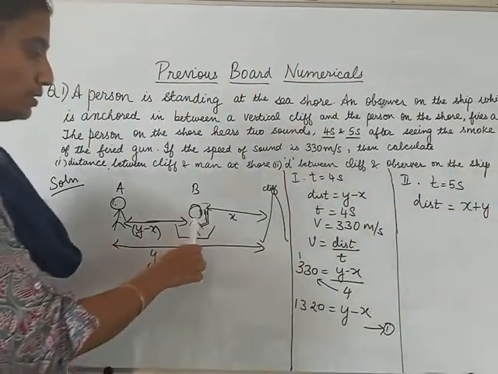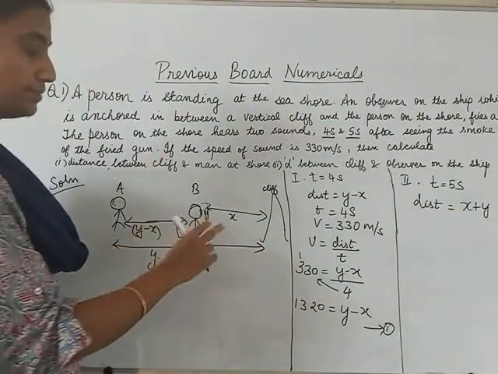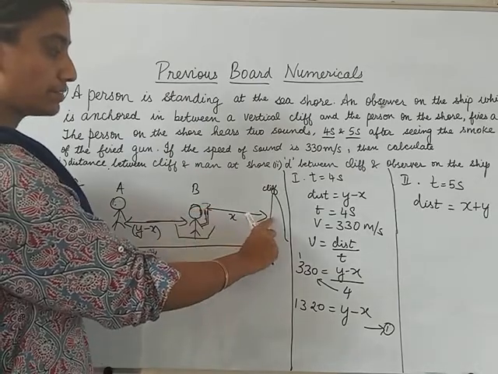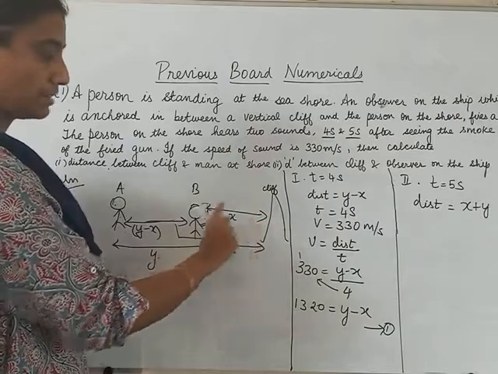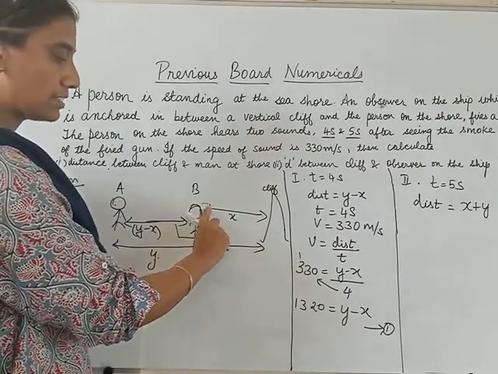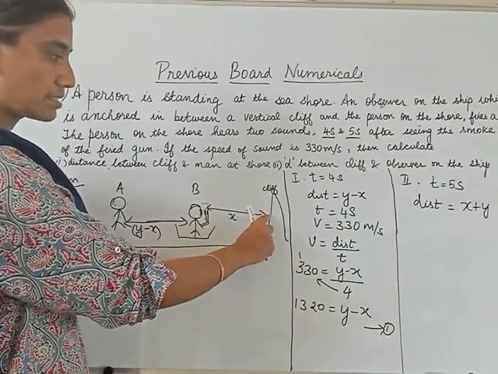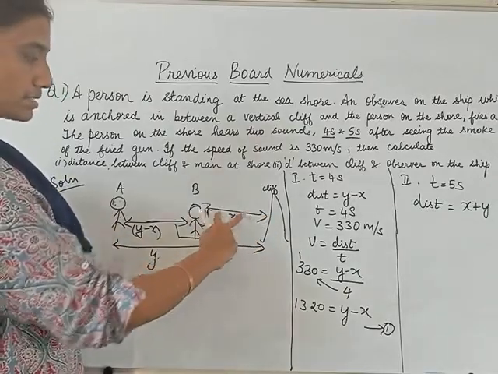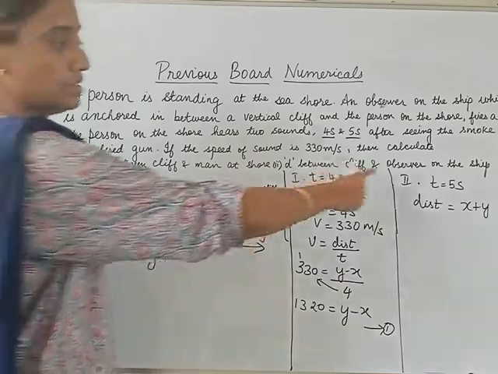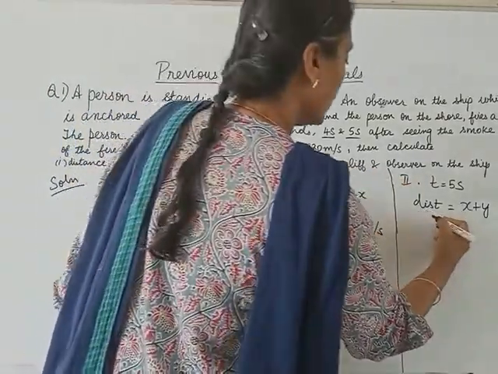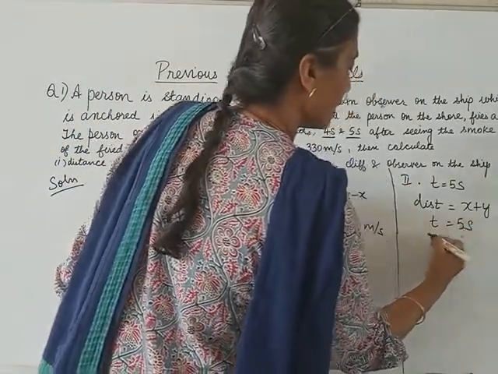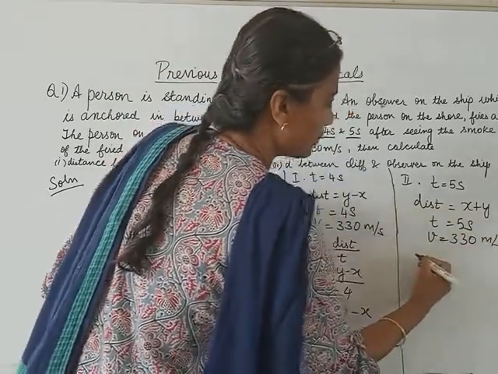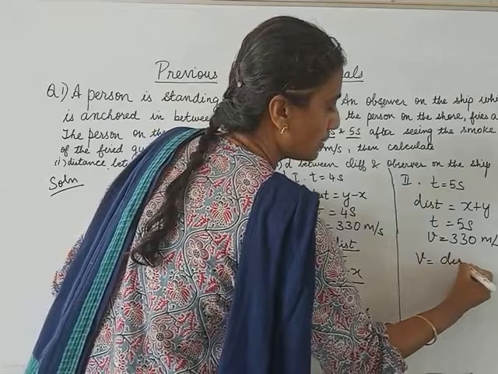Once again, I'll tell you, the second sound will be the sound produced from the reflected sound from the cliff. Now, how much distance does it have to travel? It has to go from here to here, hit this cliff and then travel all the way back to this man A. So, x plus y. In this case, distance is x plus y, time is 5 seconds and speed is 330 meter per second. Again, velocity is distance upon time.